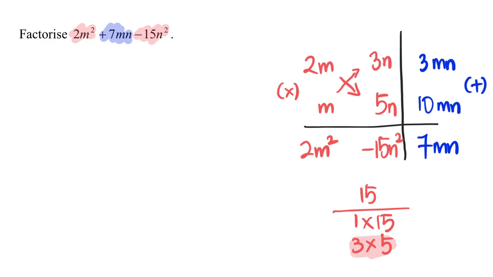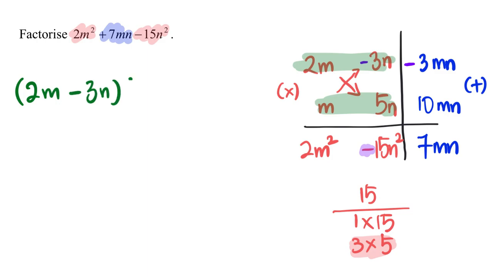Such that now we just need to consider where should the negative be. I must get a 7mn at the end. And the only way for that to happen will be a negative 3. 10 minus 3 is 7, right? So the negative belongs to the 3. And we have successfully factorized this question. Alright? So this will give me 2m, negative 3n, m, and positive 5n.